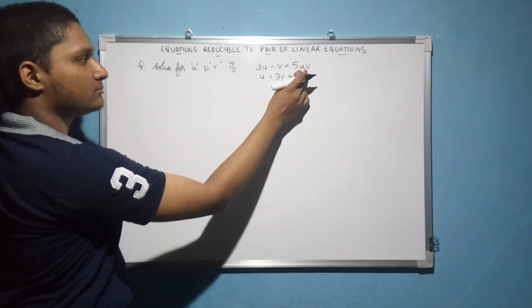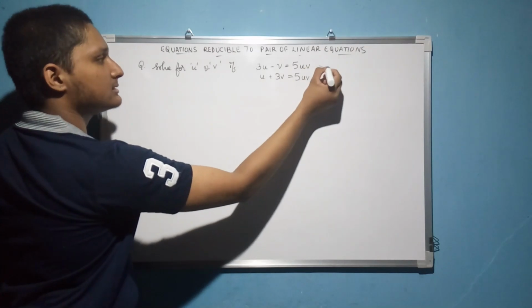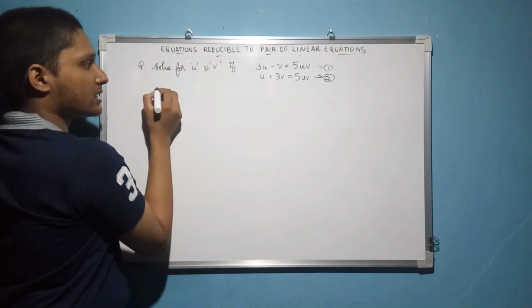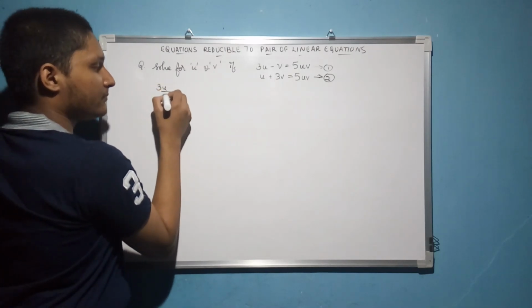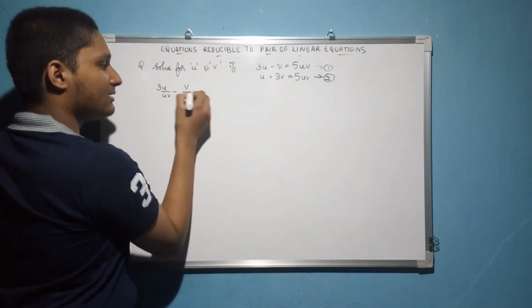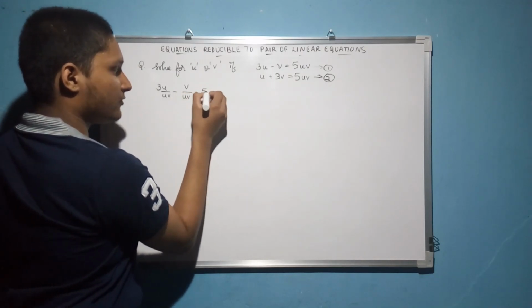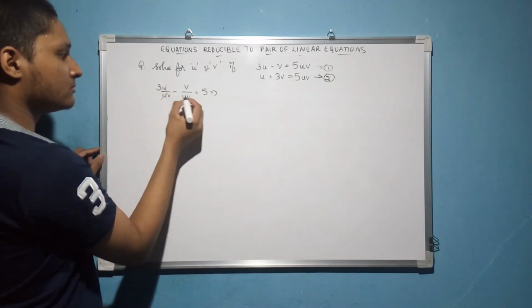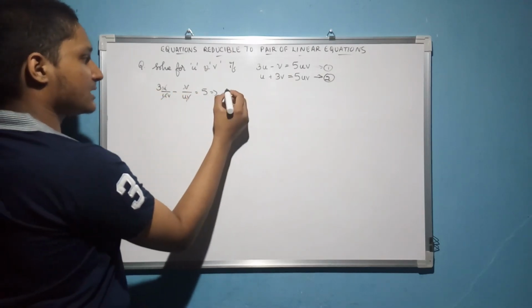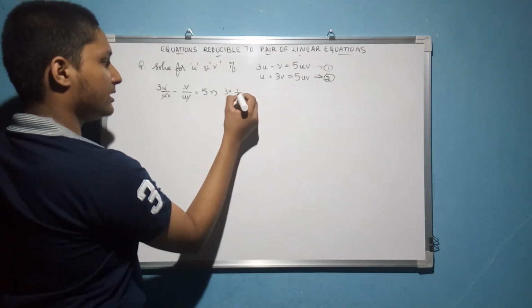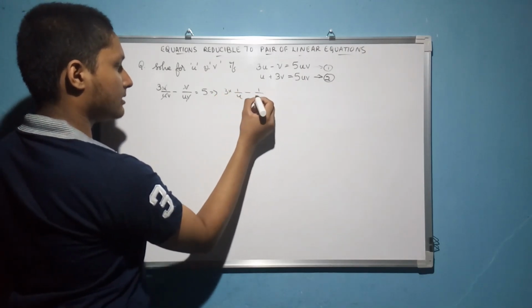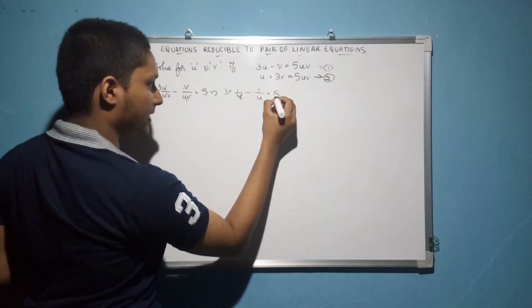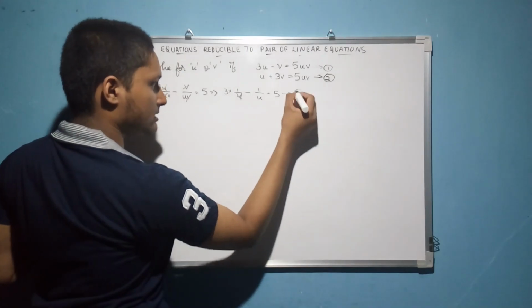So we'll bring uv to the down. Let me mark this as the first equation, and this as the second equation. The first equation becomes 3u divided by uv minus v divided by uv is equal to 5. I'll cancel this u, and cancel this v here. This becomes 3 into 1 by v minus 1 by u is equal to 5. This is the third equation.